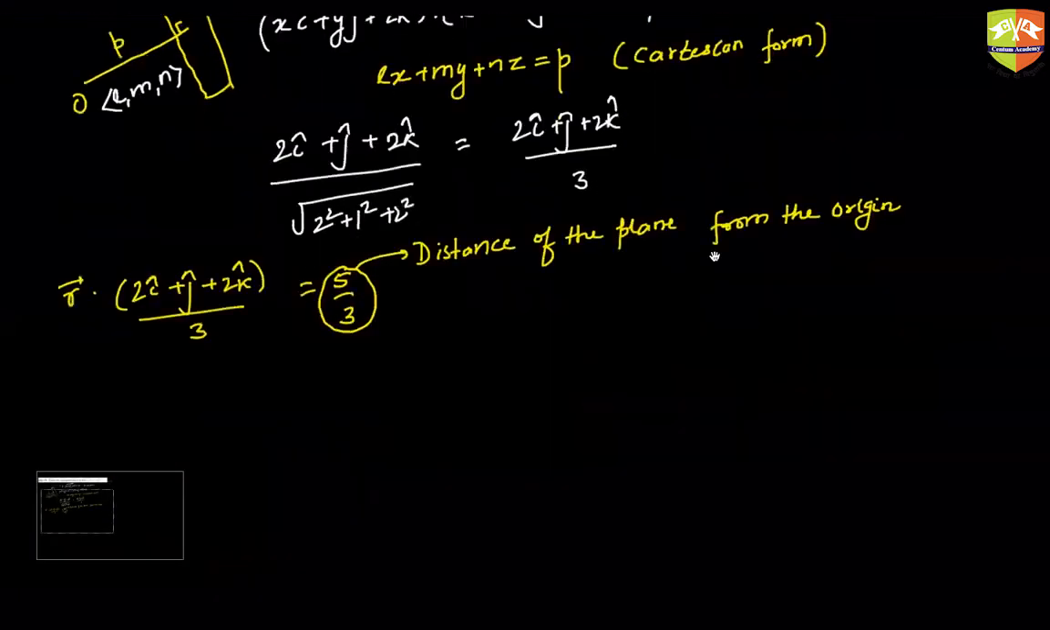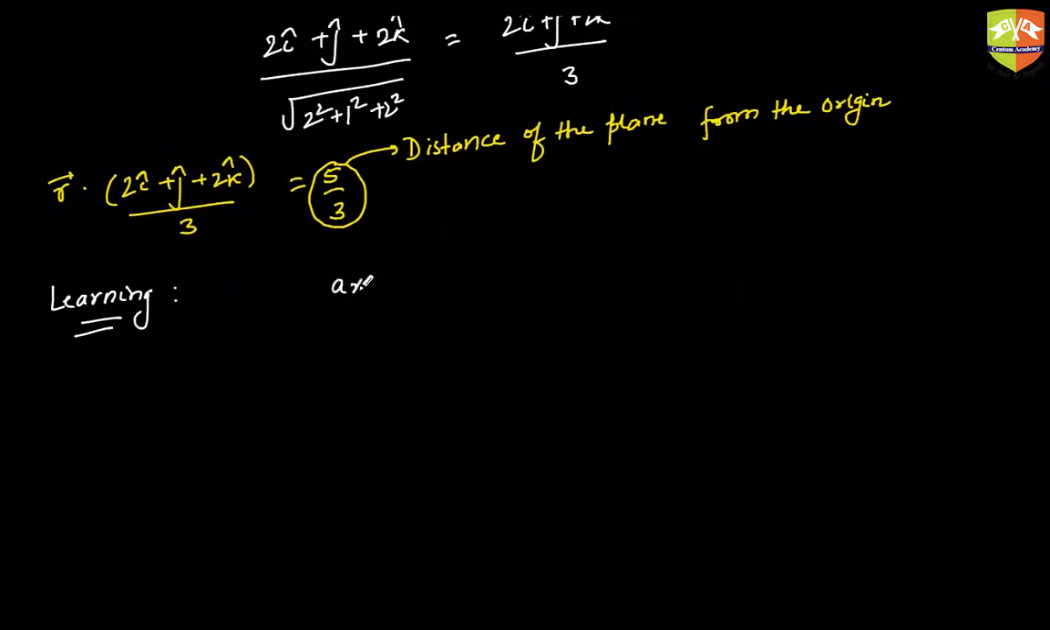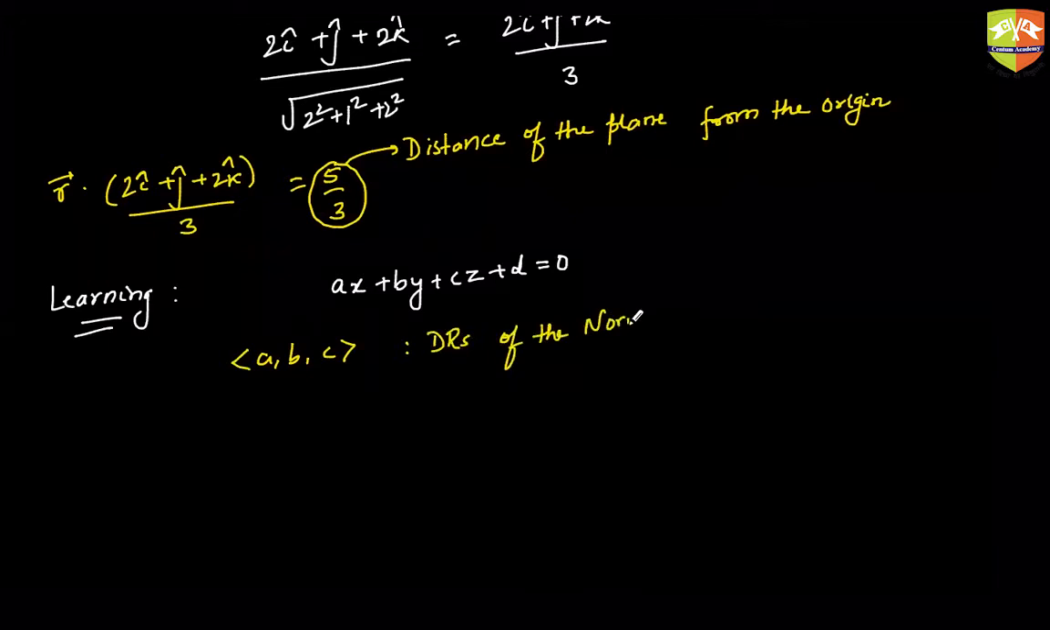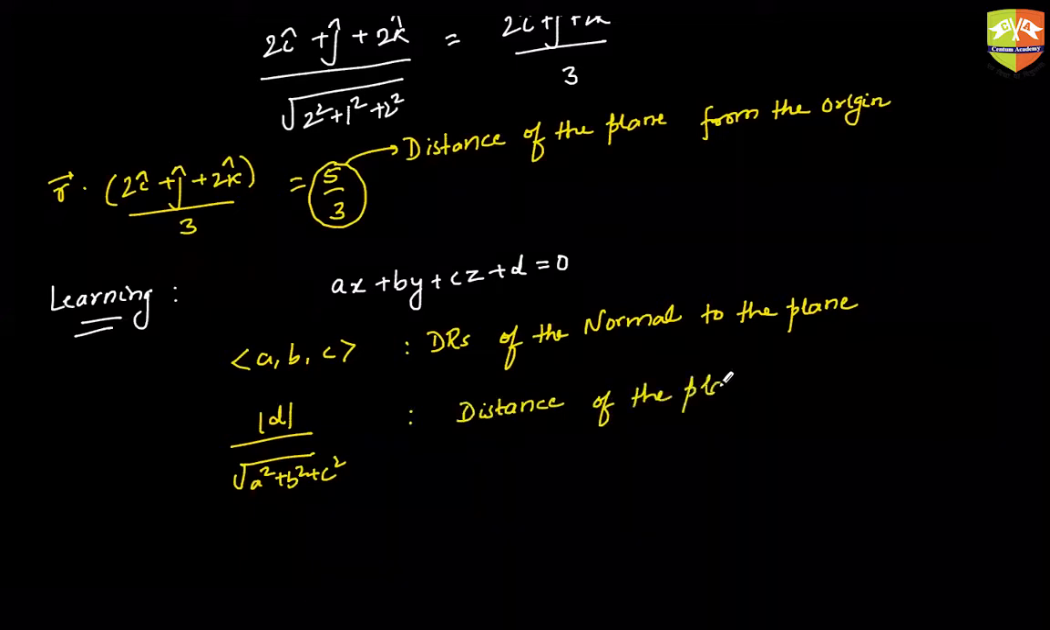So last class, I had also told you that the learning here is that whenever you have been provided the equation of a plane in the form of ax + by + cz + d = 0, these numbers a, b, c, and d are not ordinary numbers. They signify something about the plane. The numbers a, b, c actually signify the direction ratios of the normal to the plane. I'm sure you have noted this down last class also. And mod d by the square root of a square plus b square plus c square represents the distance of the plane from the origin. So please keep these two things in mind.